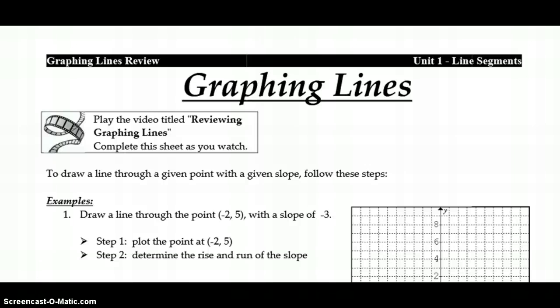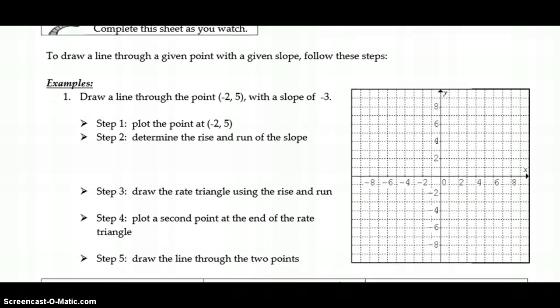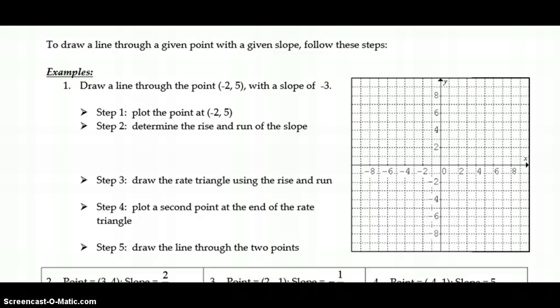This lesson here is on how to graph lines, so we're reviewing this from grade 9. For the first example, we want to draw a line segment through a given point with a given slope, and to do so, we follow the steps below. Draw a line through the point -2, 5 with a slope of -3.